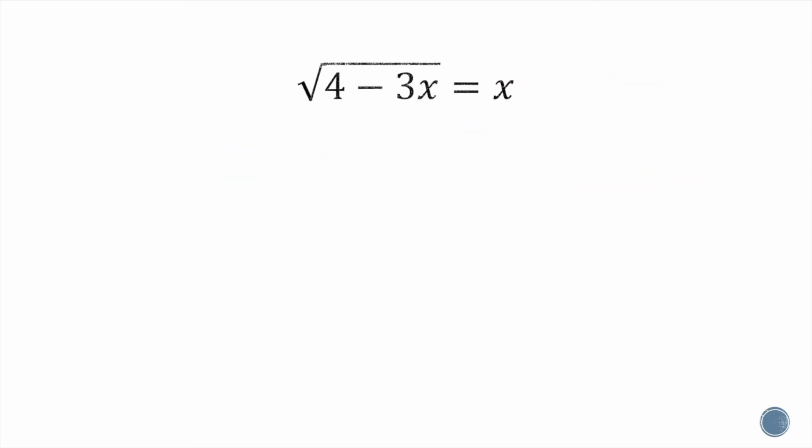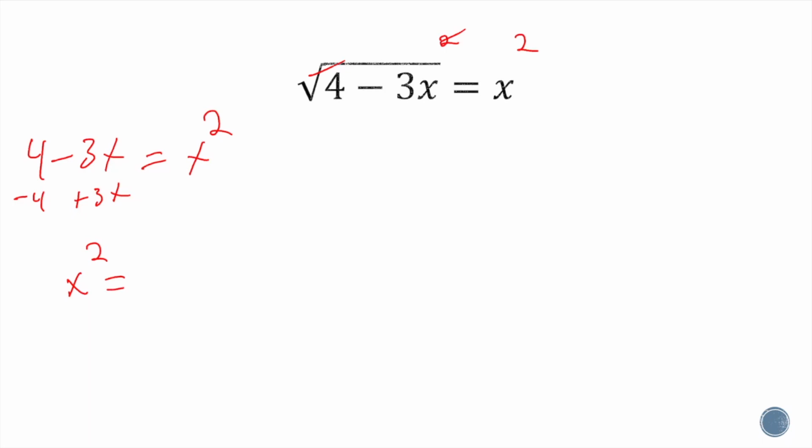Now let's try one more before I let you go. So the square root of 4 minus 3x is equal to x. Again, I must square both sides. And that gives me 4 minus 3x is equal to x squared. Subtracting the 4, adding the 3x on both sides, I will get 0 is equal to x squared plus 3x minus 4.